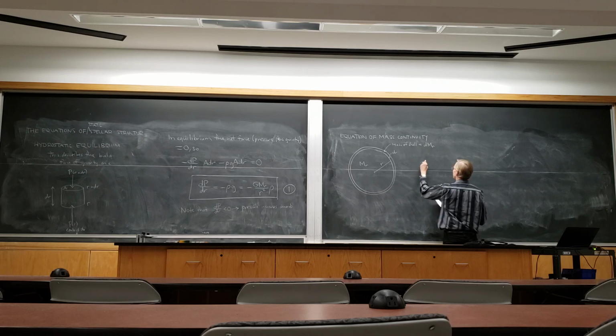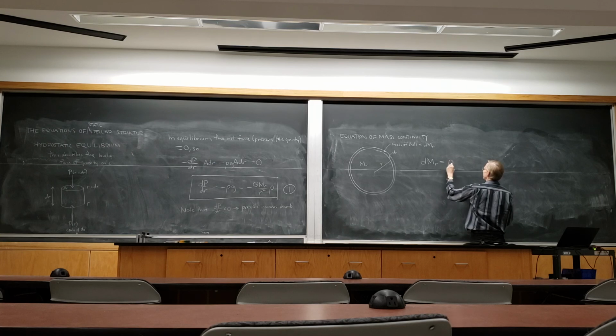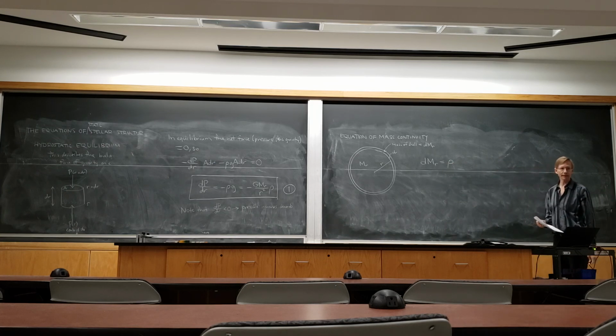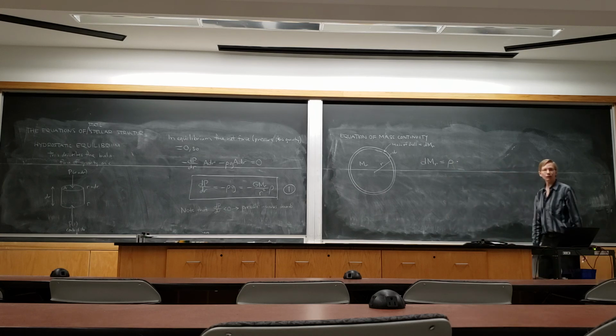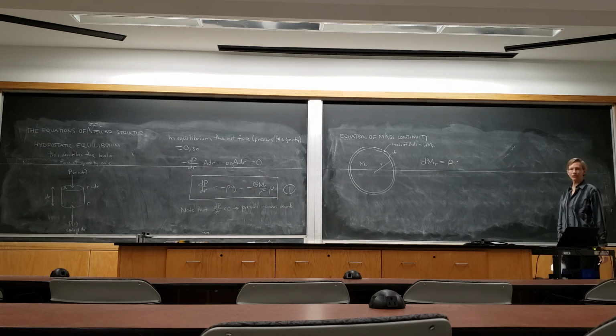And it must be that dm of r is the density at that radius times the volume of the shell. What's the volume of that shell? Think in terms of calculus. You could do it as 4/3 pi (r plus dr) cubed minus 4/3 pi r cubed, but let's make an approximation. The volume should be the area times the thickness.